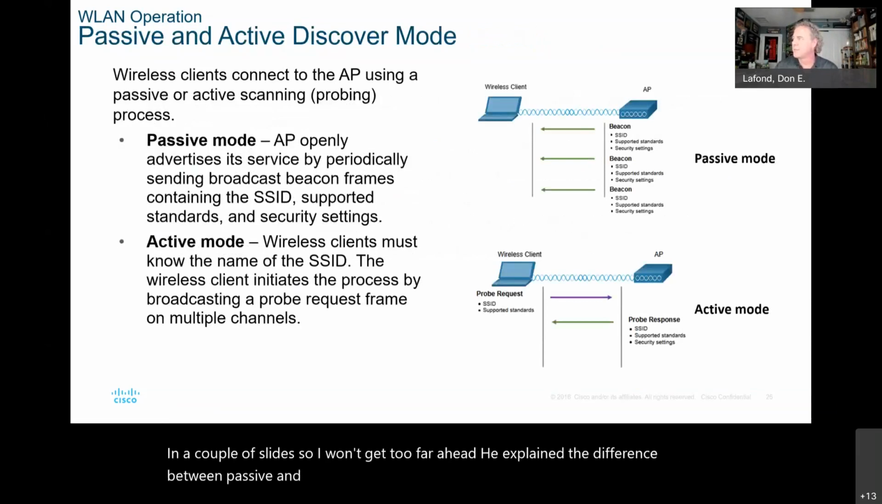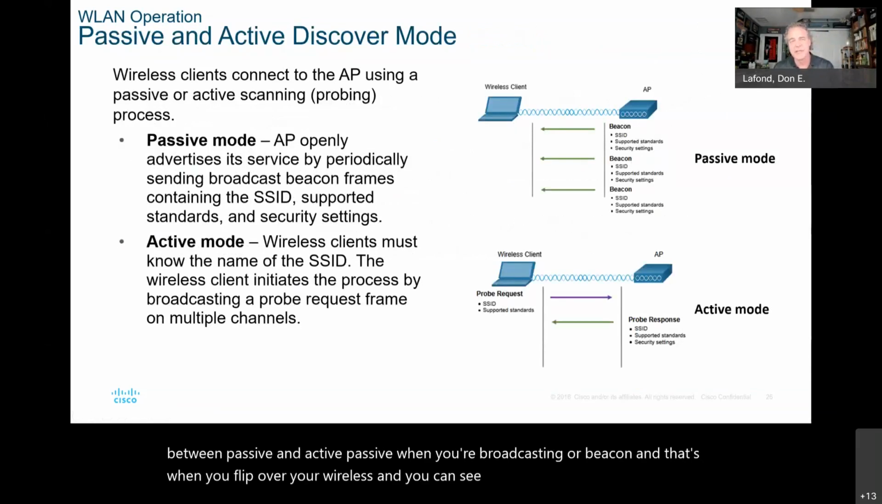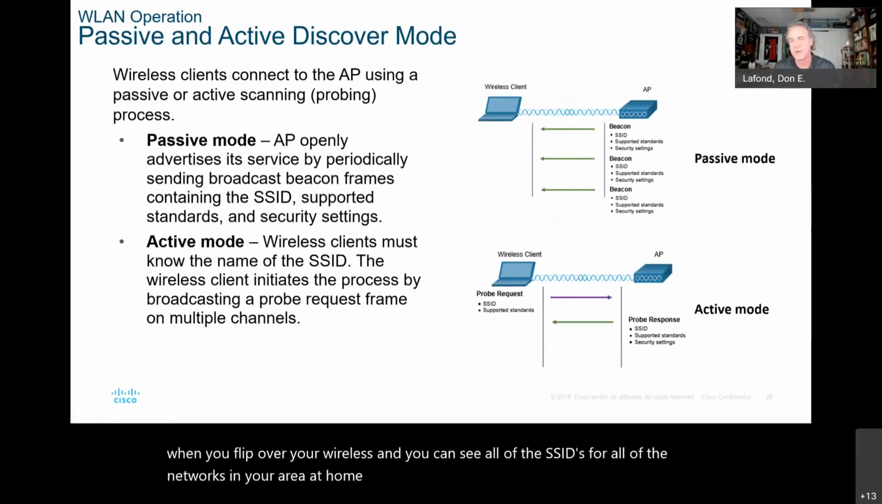Passive is when you're broadcasting a beacon. And that's when you flip over your wireless and you can see all of the SSIDs for all of the networks in your area at home. There's probably 6 or 7 near me. And they're all hopefully all secure. Otherwise, I could use the wireless from my neighbor.